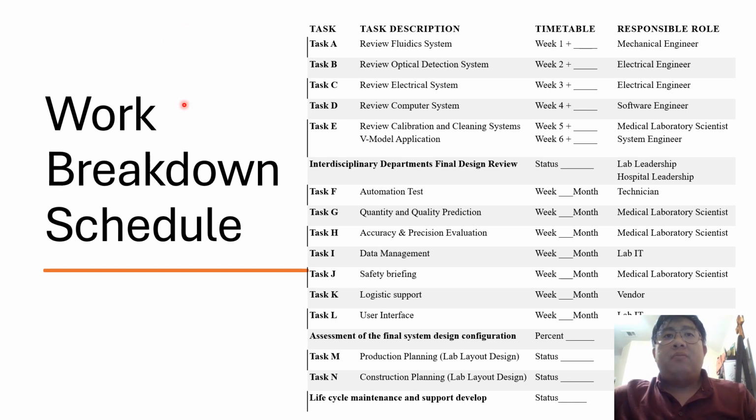A few details: during task E, the V model should be applied for the system engineering. Also, life cycle maintenance and support development is one of the best representations of the system engineer role, since every 5 years public labs are required to change the analyzer, and for private labs it depends on the life of the analyzer, somewhere between 3 to 9 years. So life cycle maintenance and support development is really important, as it will effectively reduce the time and resources needed every time they need to design a new installation process.